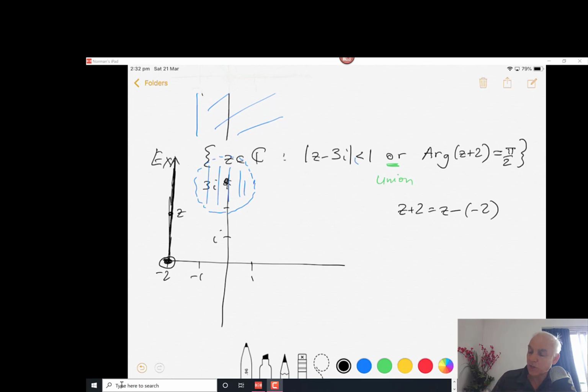And so what is the total set? Well, the set is the union of those things. So if I do it in green, it'll be this thing here, every point on here, not including the actual point minus 2, together with this open circle centered at 3i. Okay, so we have a flexible range of ways of describing relatively simple sets in the complex plane or the Argand plane. So I'll see you next time.